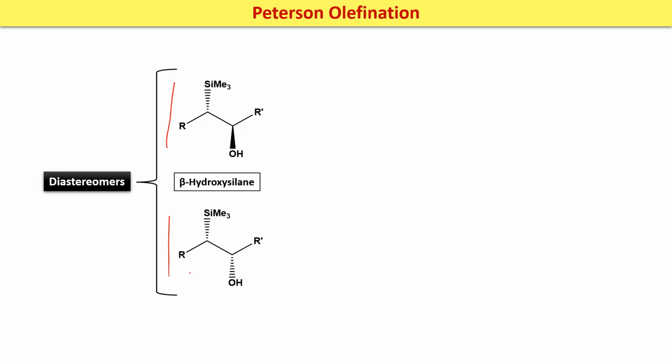Now why am I calling it beta hydroxysilane? Because with respect to this SiMe3, there is a hydroxy, that is OH, at the beta position. So that is why the name is beta hydroxysilane. We have taken two different diastereomers.